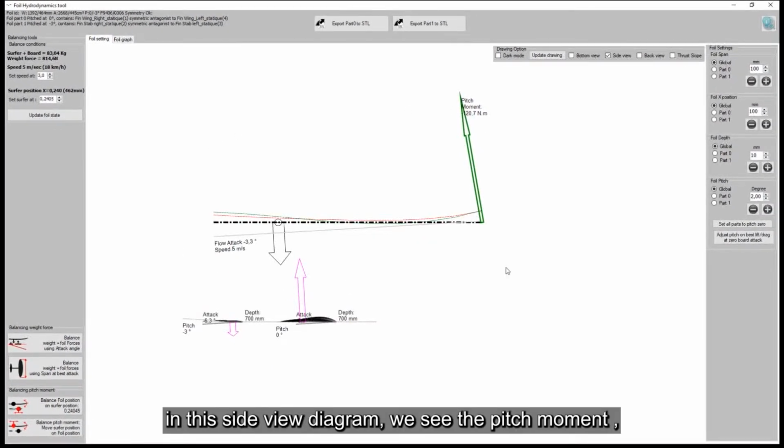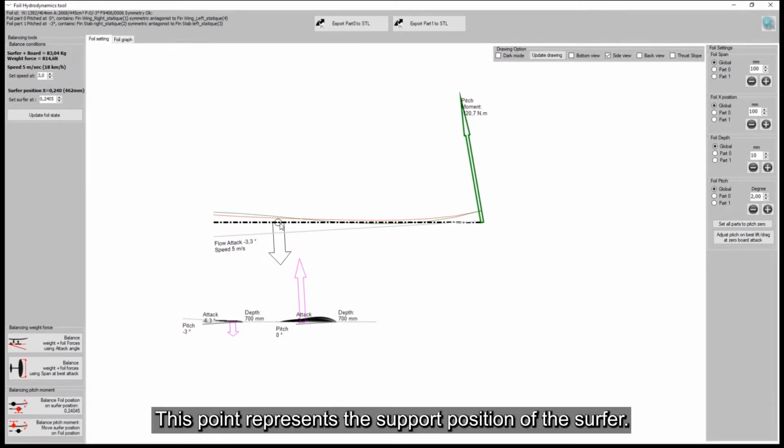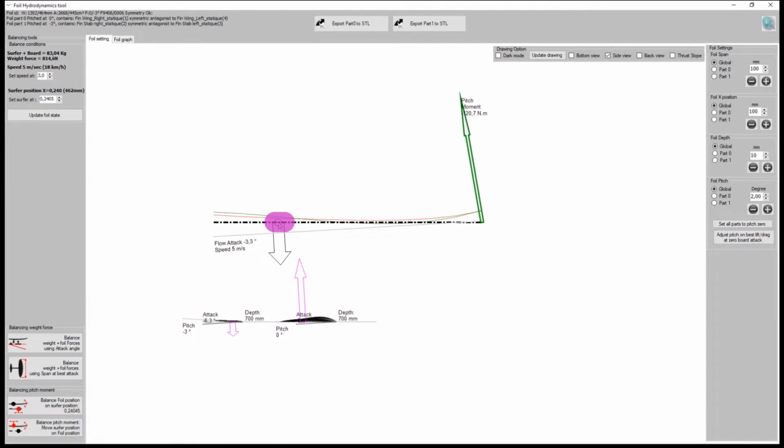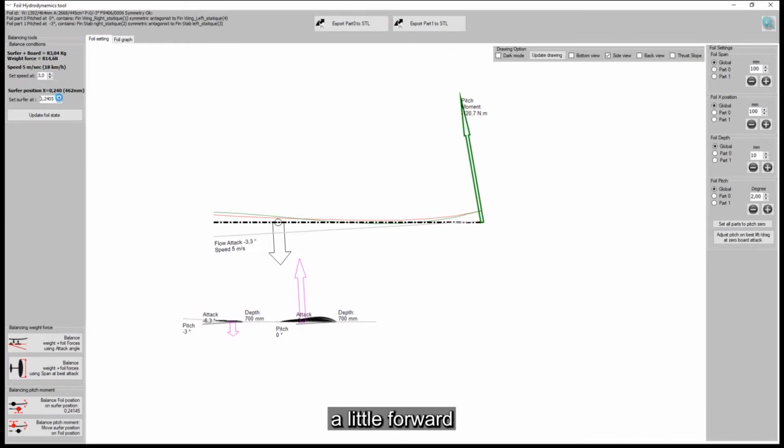In this side view diagram, we see the pitch moment. This point represents the support position of the surfer. Here we are going to move this support position of the surfer a little forward.